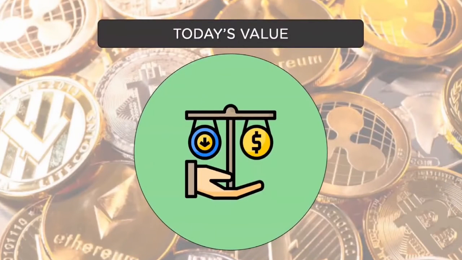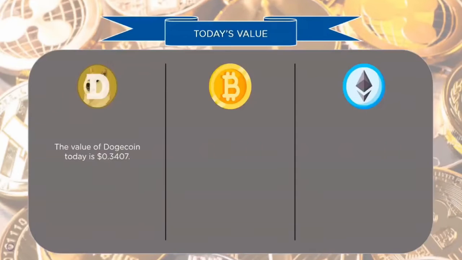Dogecoin, Bitcoin, and Ethereum in today's date. The value of Dogecoin on today's date is $0.2992. Bitcoin, being the highest, is $34,857.58. And Ethereum holds a value of $2,356.58.